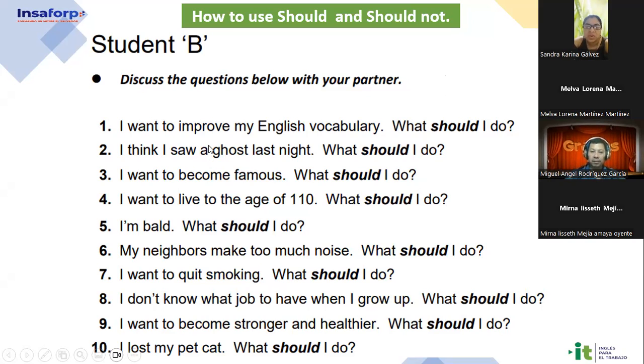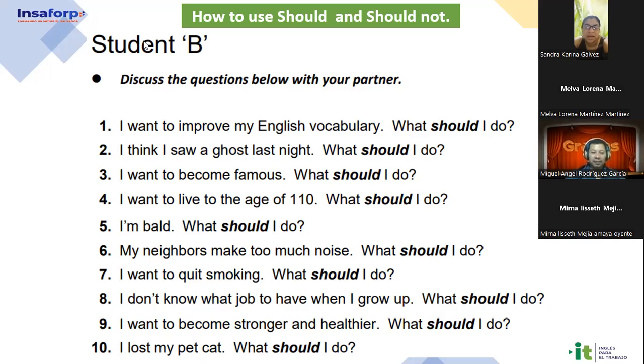I want to become famous. What should I do? You should be a TikToker. I want to live to the age of 110. What should I do? You should take care. I am bald. What should I do? You should go to the doctor.